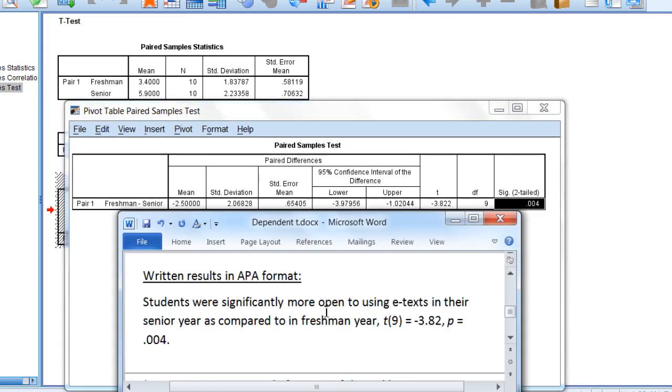So next we'll write these results using APA format. And our written results could look as follows. Students were significantly more open to using e-texts in their senior year as compared to in their freshman year. And then we have t for our t-test with 9 degrees of freedom, which is equal to the number of people total minus 1. We had 10 people in our study, minus 1 is 9. We have a t-value of negative 3.82, which you can see right here in our output. And then we have a p of 0.004, as we saw earlier here.